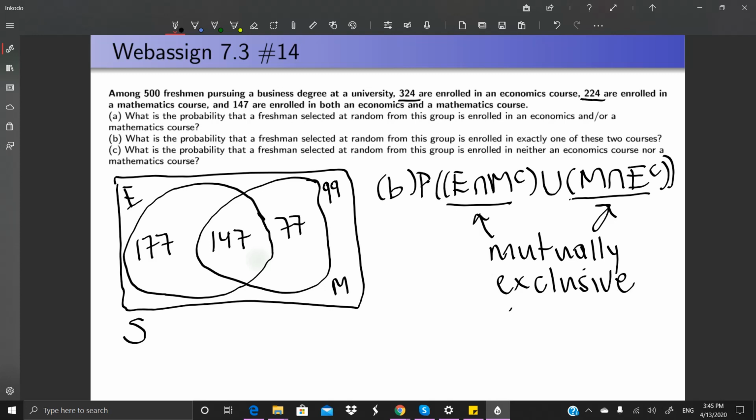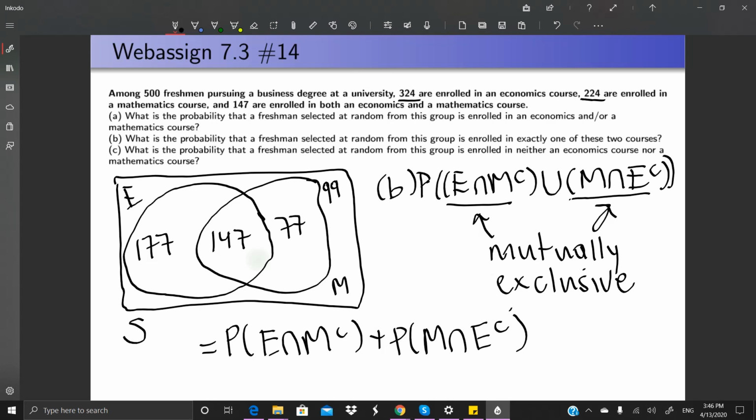It's this idea that if we're saying that you're taking exactly one of the classes, then by default it says that you're not taking both classes at the same time, right? So those events cannot occur at the same time. Okay, so that means that this would be equal to the probability of E and M complement plus the probability of M and E complement.